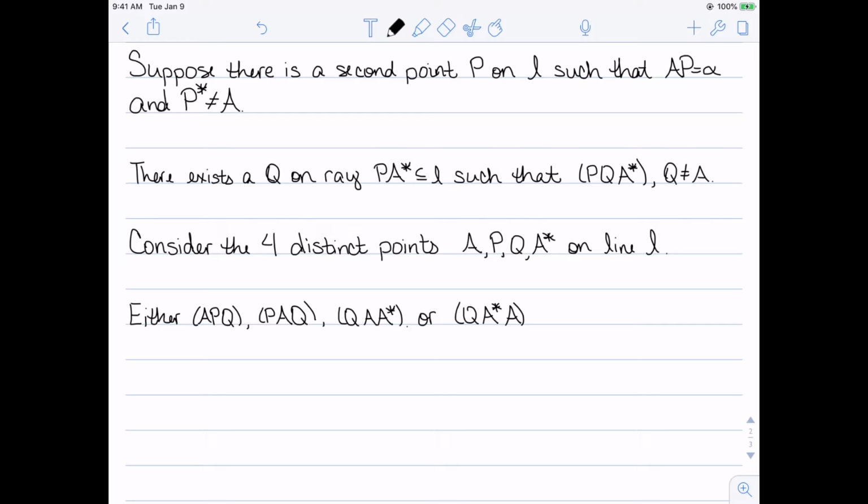These first 2 right here, both would tell me that AP is less than alpha, since I have this other point Q even further along. And these second 2 would all tell me that AA star is less than alpha, since Q would be further along. So therefore, we have a contradiction. The only thing we've assumed is that this second point exists. So we have our contradiction, and we have to say the second point does not exist. So my A star value is unique.